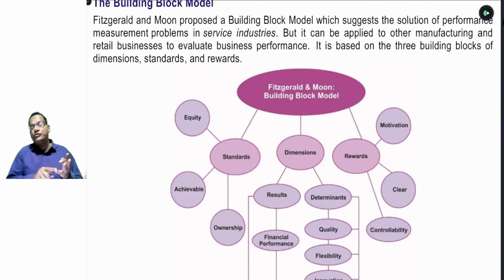innovation, and resource utilization. More or less, these non-financial measures are also covered in the balanced scorecard and also in the performance pyramid. So the main point of difference is comparative performance, and through the word dimension and the word determinant, we can identify the application of building block model if there is no other hint given in the question. Okay, standards are the KPIs.